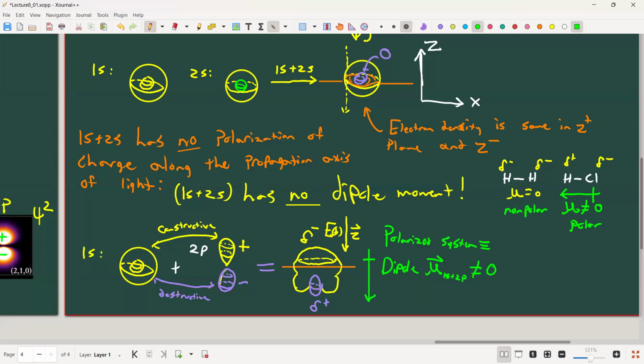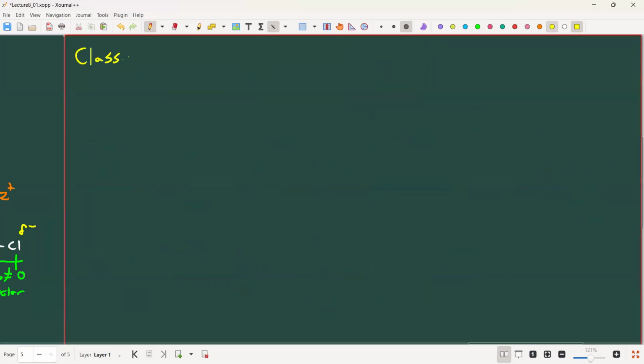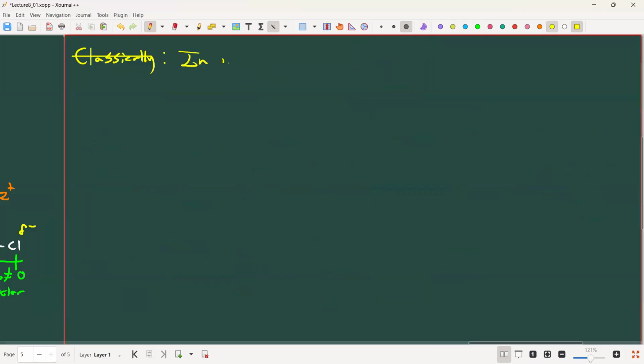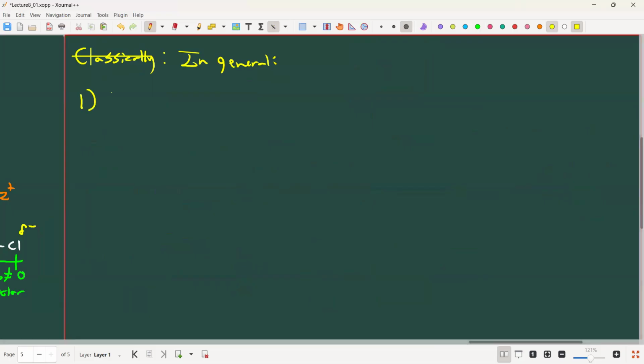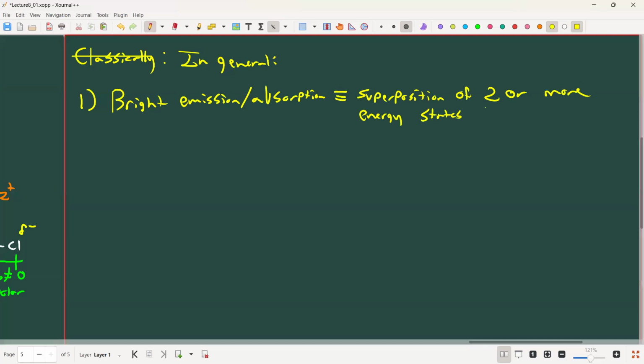I'll write that down. So the goal of spectroscopy is, well, the idea is, classically, or I would say quantum mechanically, I'm just going to say in general, because we're going to mix and match classical ideas here, that a bright state, a bright transition, a bright emission or absorption, corresponds to a superposition of two or more energy states that has a net dipole.